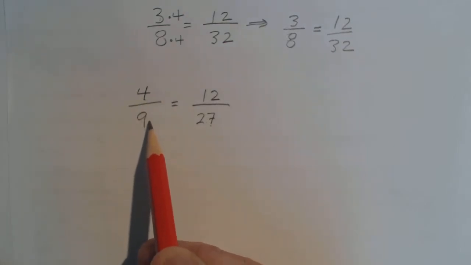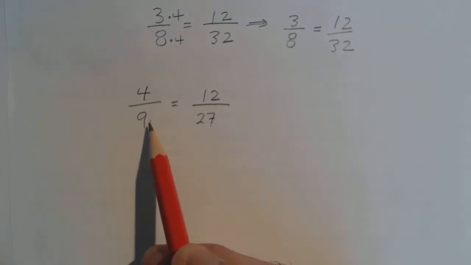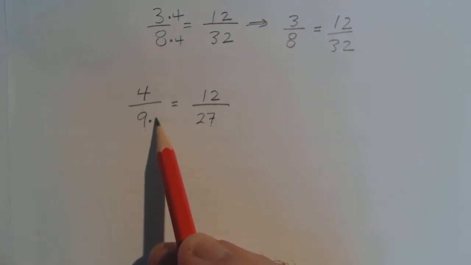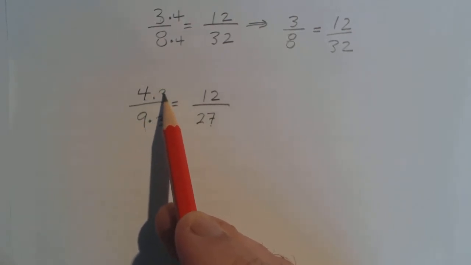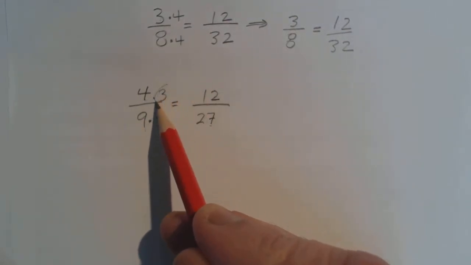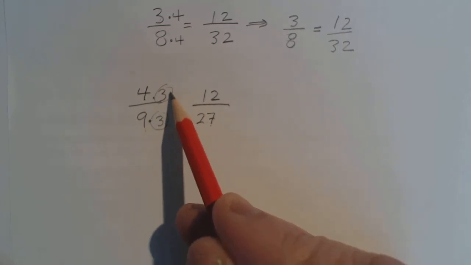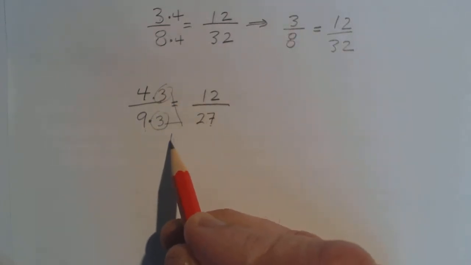Now the number that actually does the changing is the multiplier. So because we multiplied the 9 by 3, I multiplied the 4 also by 3. This number 3 is called the multiplier.